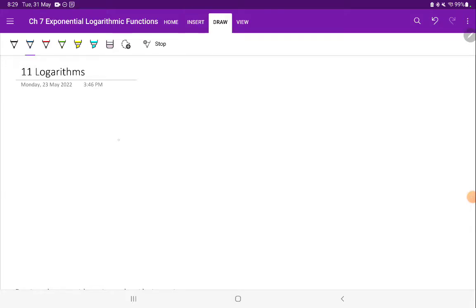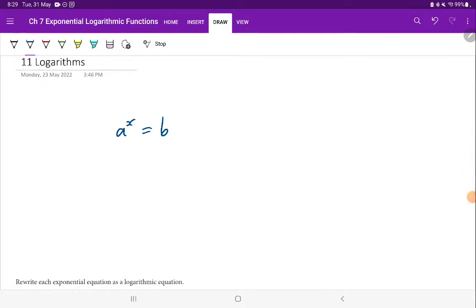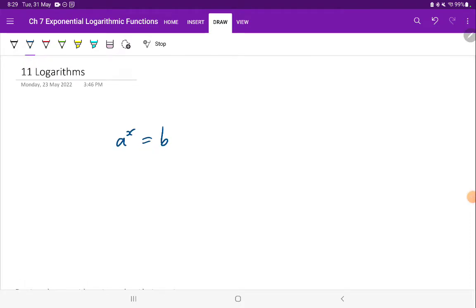If I have something like a to the x equals b, well, sometimes I want to find x. And if I don't have logarithms, the only way I can find x is by guessing and checking. So basically, what do we want? We want an inverse to move a from one side of the equation to the other. That's the goal. And that's exactly what a logarithm does.